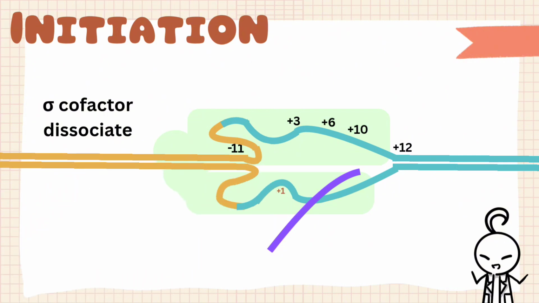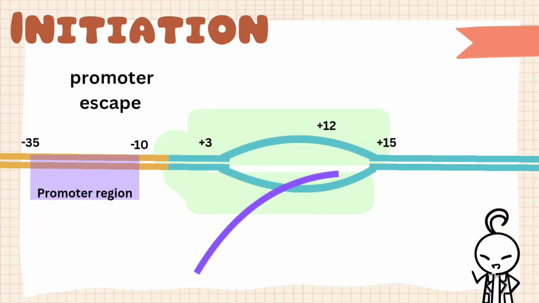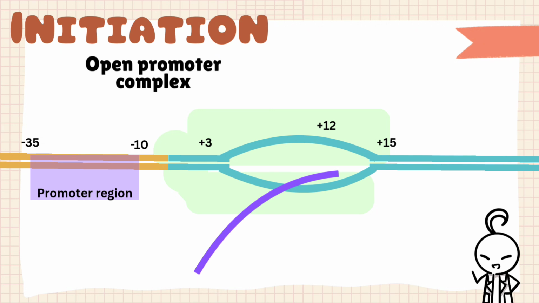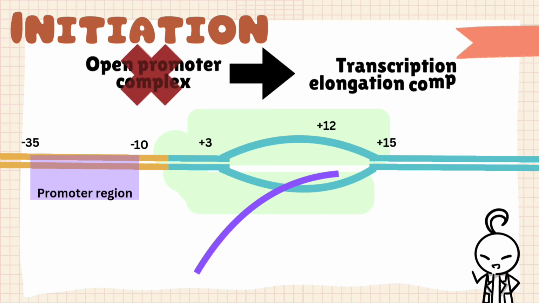Without the sigma factor, the RNA polymerase will undergo promoter escape, which is to leave the promoter region and move along the downstream DNA strand to continue transcription. This process is also known as productive initiation. At this stage, the open promoter complex becomes the transcription elongation complex.